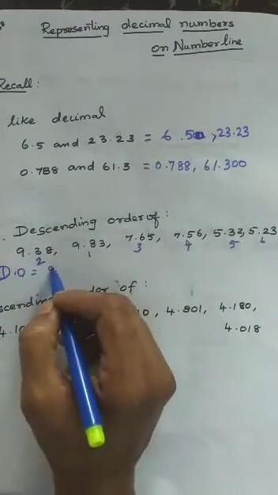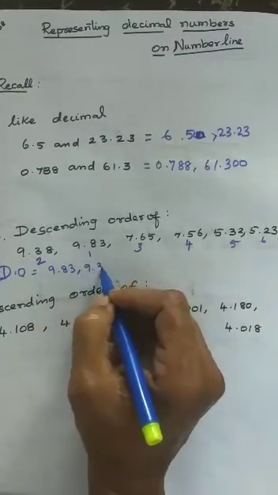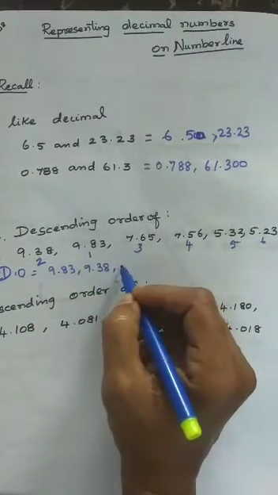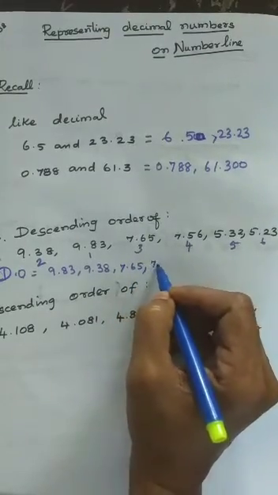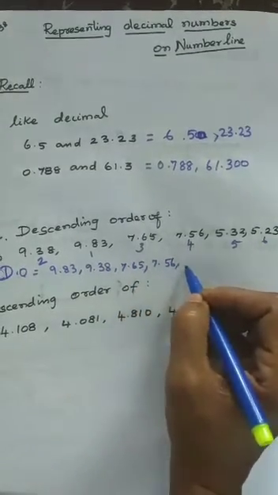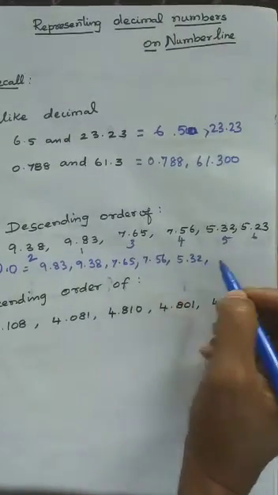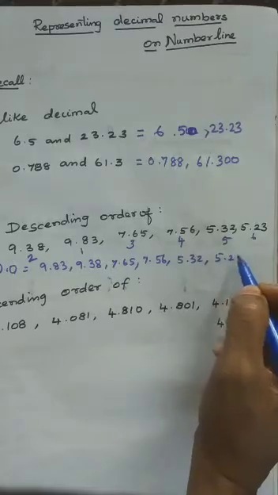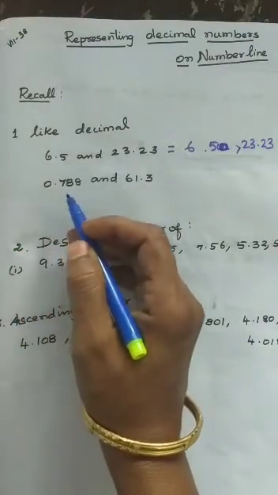Then you write the descending order as 9.83, 9.38, 7.65, 7.56, 5.32, 5.23.